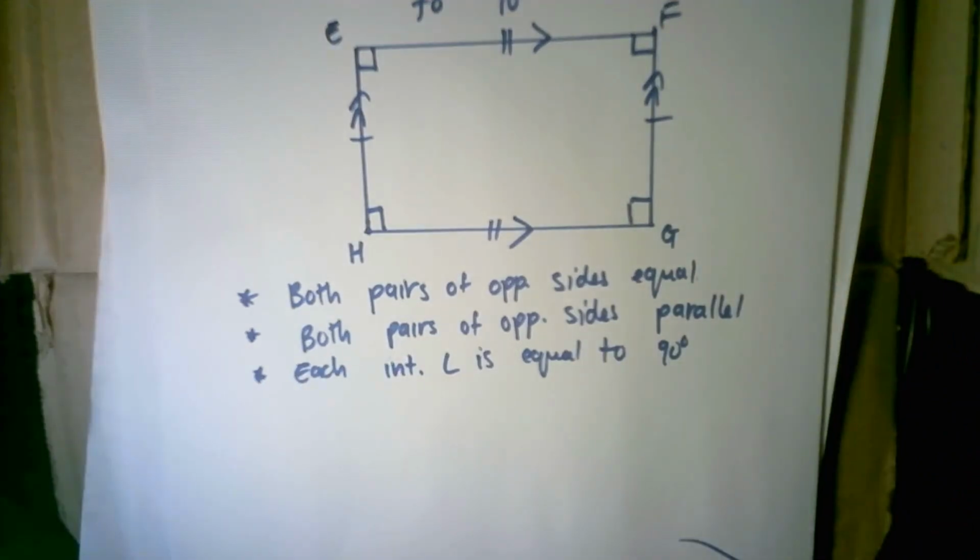Now, with regards to the diagonals, again, the diagonals of a rectangle bisect each other, but with a rectangle, there's something very, very fascinating that happens. The diagonals do not only bisect each other, but they are also equal in length.